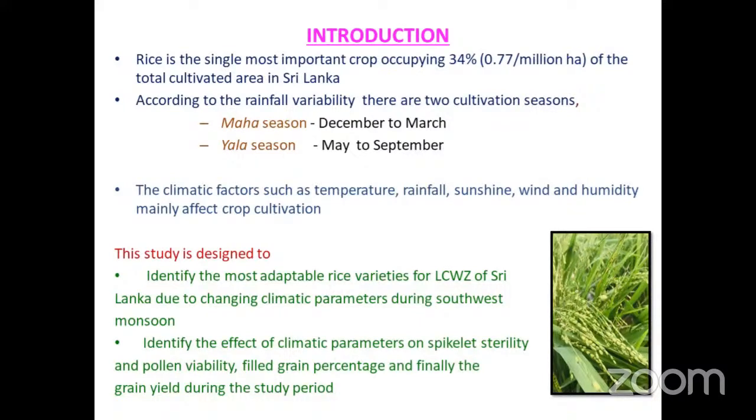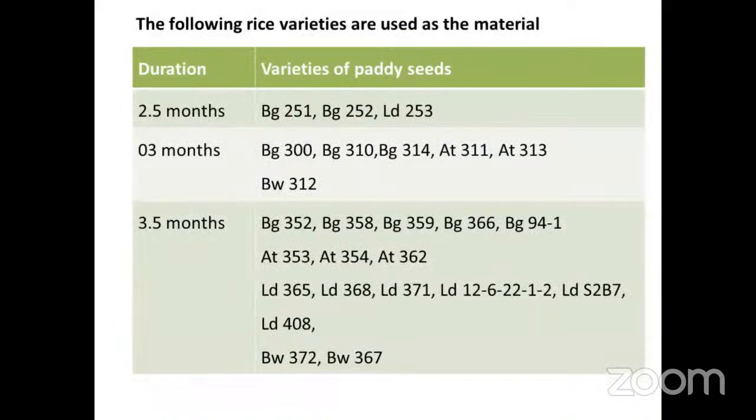Therefore, this study was designed to identify the most adaptable rice varieties for the low country wet zone of Sri Lanka due to changing climatic parameters during the southwest monsoon, and to identify the effects of climatic parameters on spikelet sterility, pollen viability, filled grain percentage, and finally the grain yield during the study period. The table showed 23 rice varieties which were used as the materials. These varieties are grouped according to 2.5 months, 3 months and 3.5 months time duration.